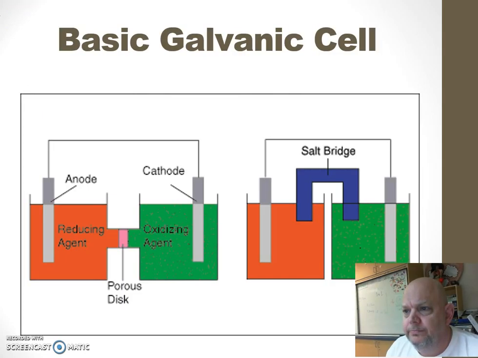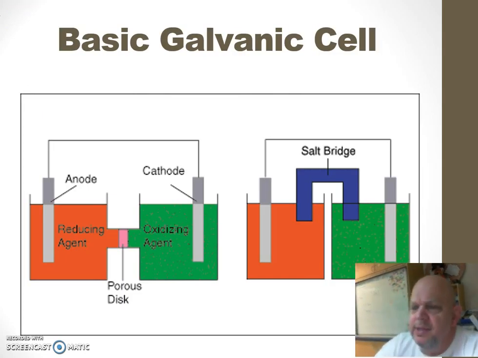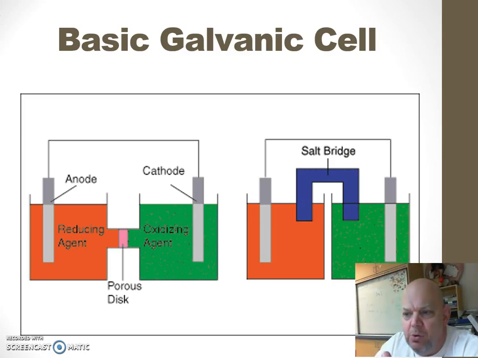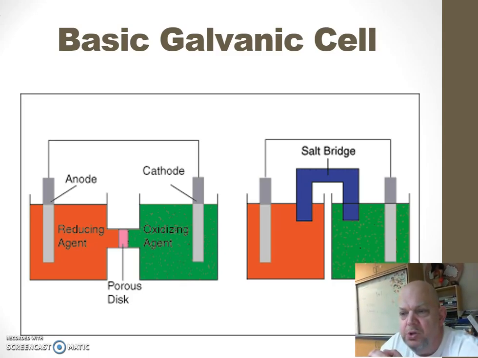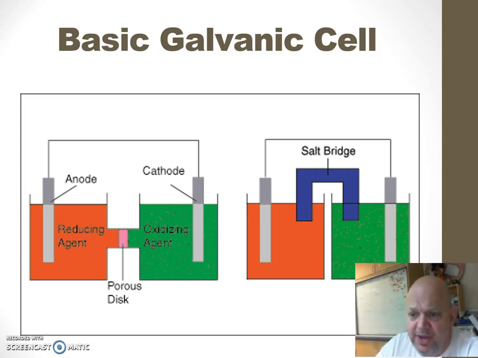Okay? So let's talk about the idea of a basic galvanic cell. This is the basic idea behind a battery. You have an oxidizing agent here, and a reducing agent there. You have the anode and the cathode. Now this would match with the positive and negative terminals of a battery. Remember how important this is when you deal with a battery: you are dealing with the same basic idea. You have a reducing agent and an oxidizing agent, a cathode and an anode.